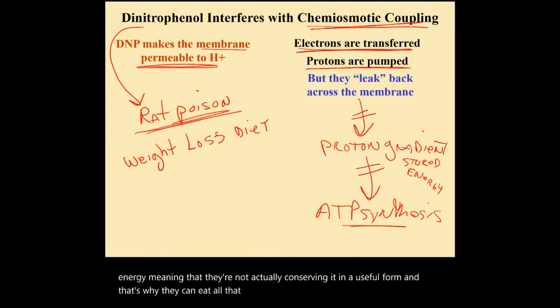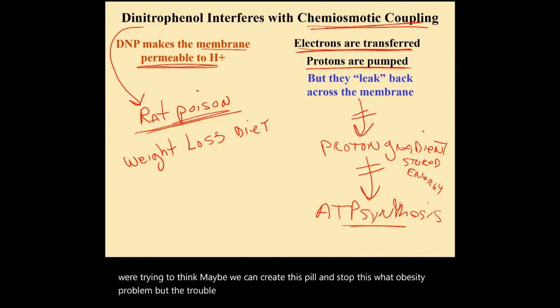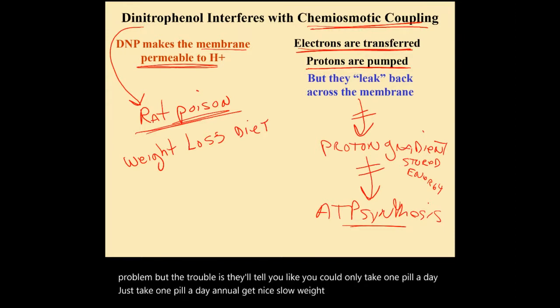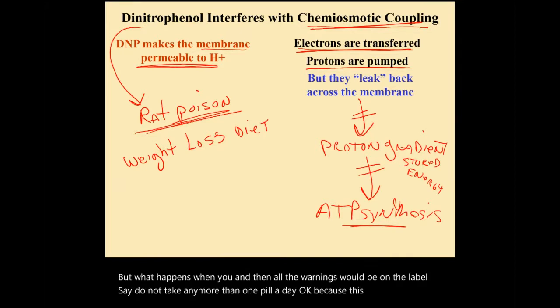So this was almost like something that they were trying to think, maybe we can create this pill and stop this obesity problem. But the trouble is, they'll tell you like you could only take one pill a day. Just take one pill a day and you'll get nice slow weight loss release. And then all the warnings would be on the label, saying do not take any more than one pill a day, okay? Because this is potentially toxic. Okay?